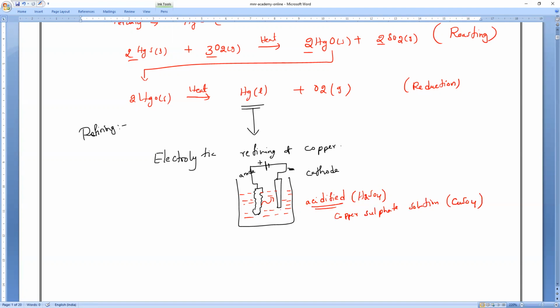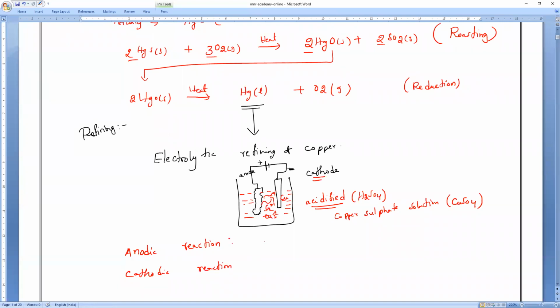Then what will happen? The copper will dissolve and lose electrons, and the ions will move towards the cathode. Here they will gain electrons and turn into copper. So in this process we always get two reactions: one is the anodic reaction and the other is the cathodic reaction.